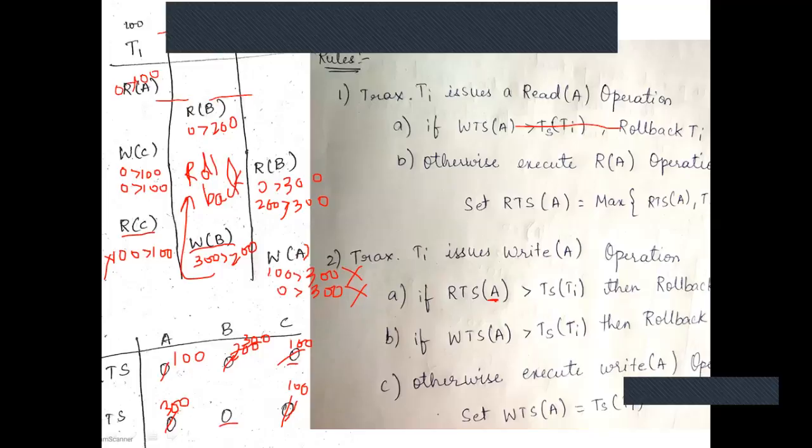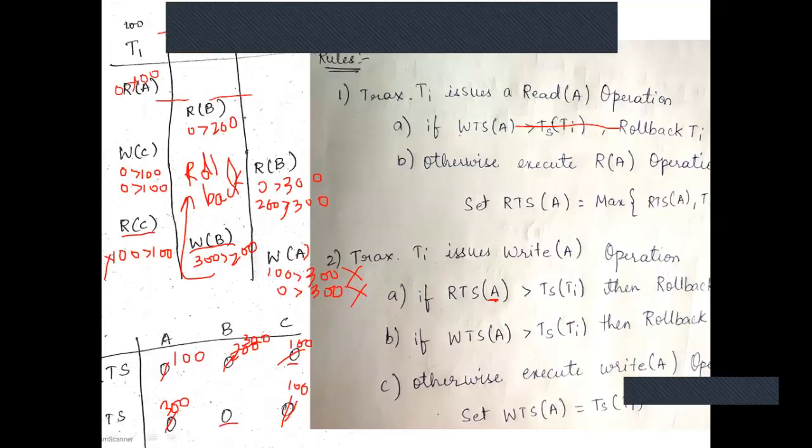The rules are, whenever you perform a read operation, you should check the write timestamp. If the write value is greater than the current transaction, then roll back. Else find the maximum of the read timestamp of A and that current transaction. If it is a write, then you'll have two conflicts, read and write both. If any of these conditions is satisfied, let it be read or write, you have to roll it back. Otherwise, set the timestamp of that particular transaction to WTS.